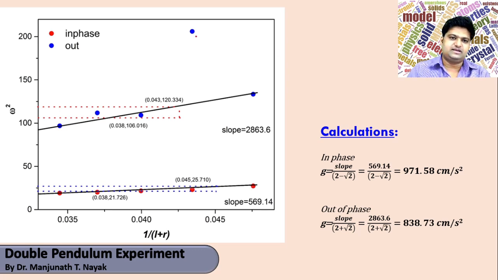That reading which was coming too small, this one, 8.75, led to a big error here, you can see, in the out of phase. So I've ignored that reading while plotting the graph, and I've taken these 4 points to plot the graph, and all these 5 points were perfect here in phase. And the slope that I got for out of phase is 2863.6, and the slope that I got for in phase, the red one is in phase and the blue one is out of phase, is 569.14.